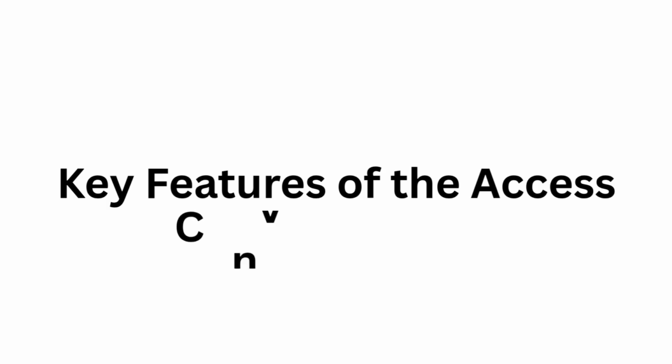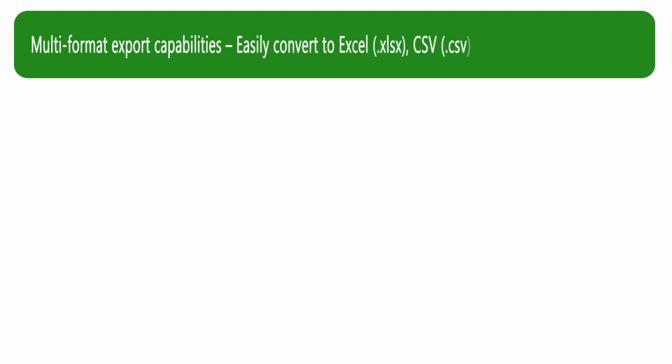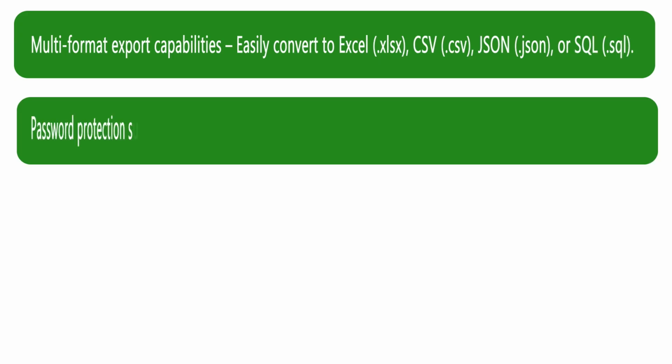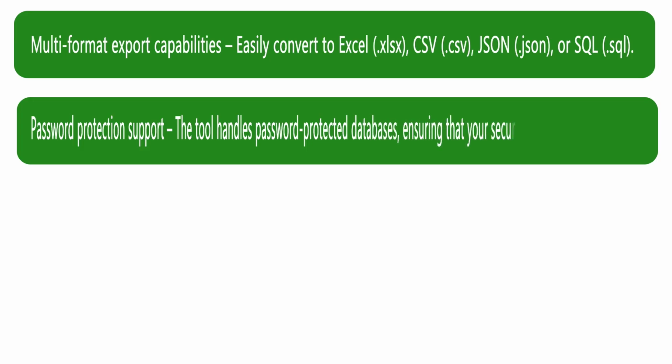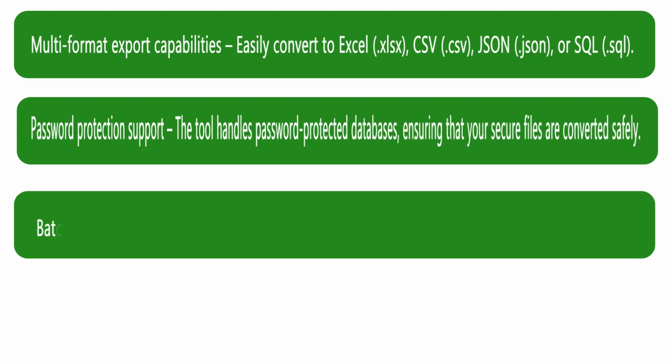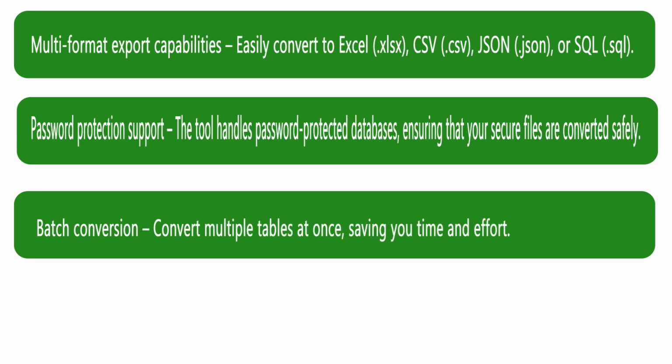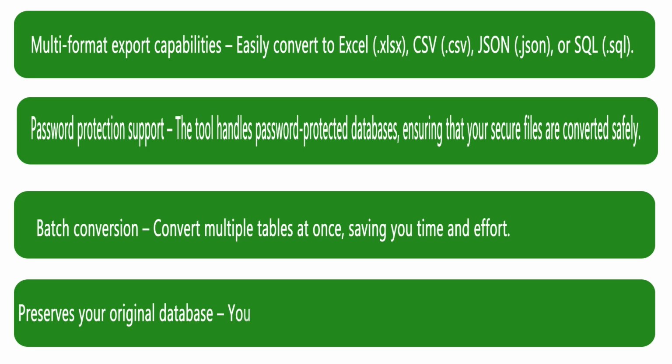Key features of the Access Converter tool. Multi-format export capabilities. Easily convert to Excel (.xlsx), CSV (.csv), JSON (.json), or SQL. Password protection support. The tool handles password-protected databases, ensuring that your secure files are converted safely. Batch conversion. Convert multiple tables at once, saving you time and effort. Preserves your original database. Your original data remains unchanged during the conversion process.